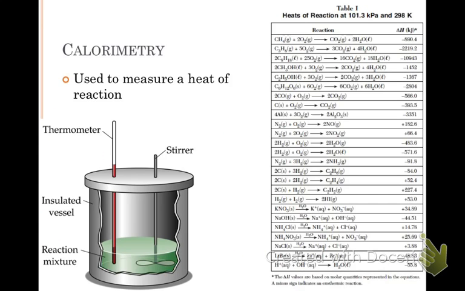Alright, so here's calorimetry. It's used to measure the heat of reactions. Remember those delta H's I talked to you guys about in Table I and how you get them? Well, this is how you get them. So an easy way to do it would be using one of these calorimeters.